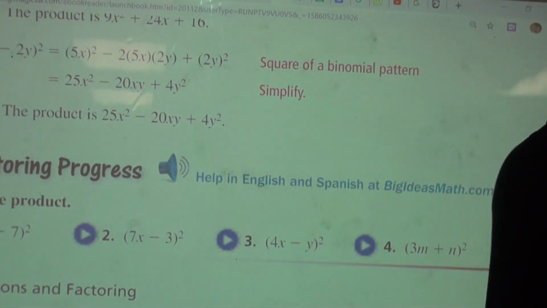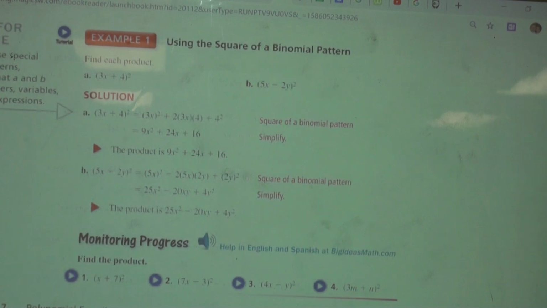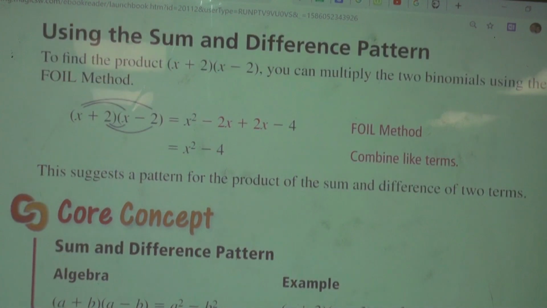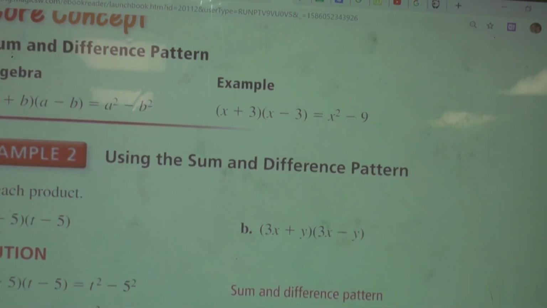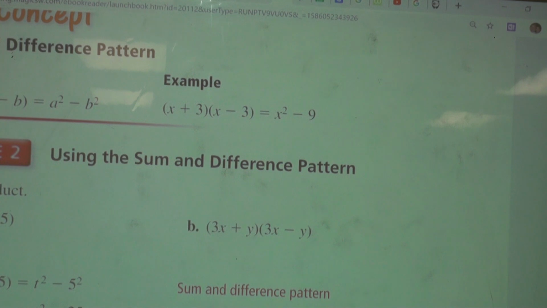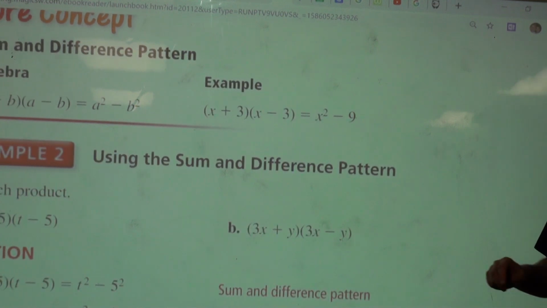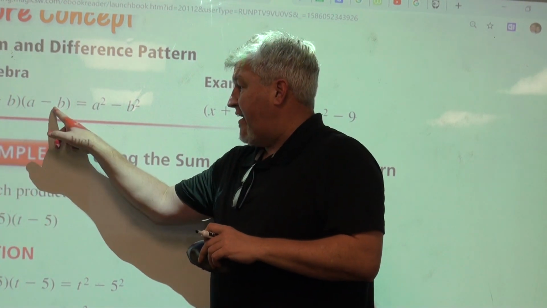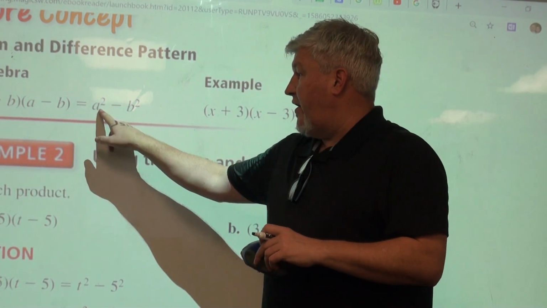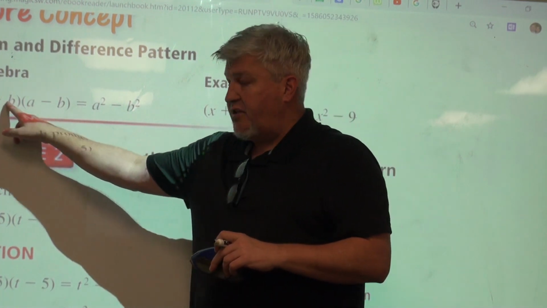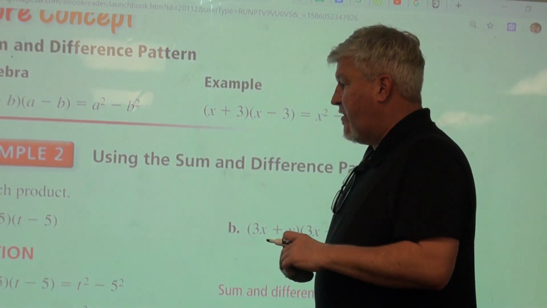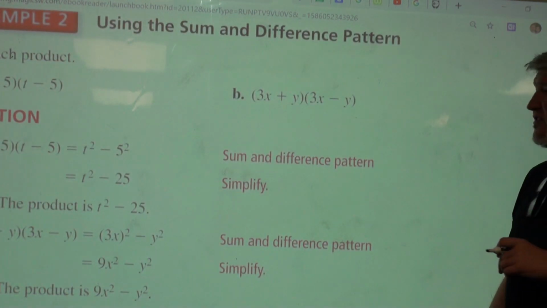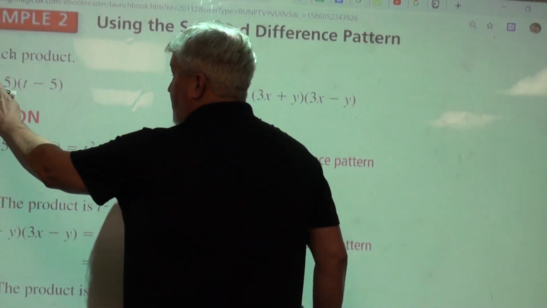All right, next page. Sum and difference patterns. So what this says in the example is, if you have a plus b times a minus b, the result is a squared minus b squared. The terms in the middle go away when you FOIL, okay? So they have two examples actually. t plus 5 times t minus 5.